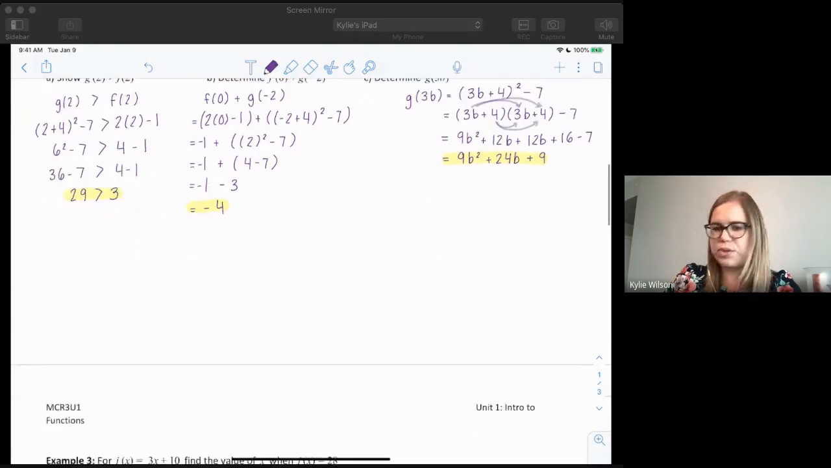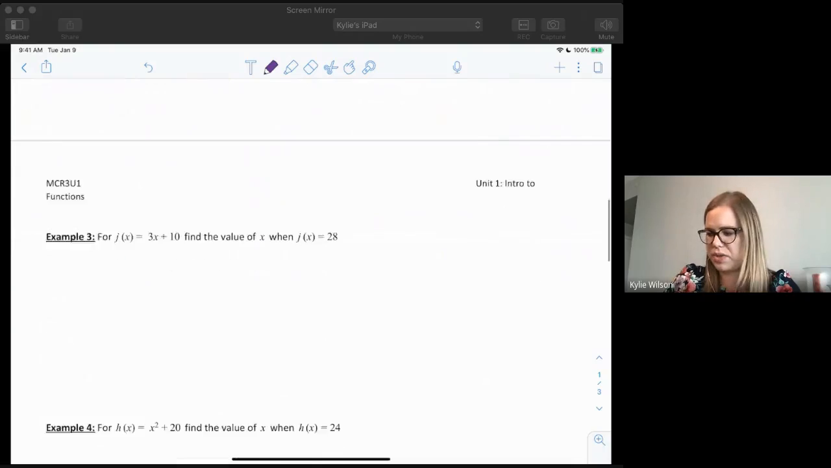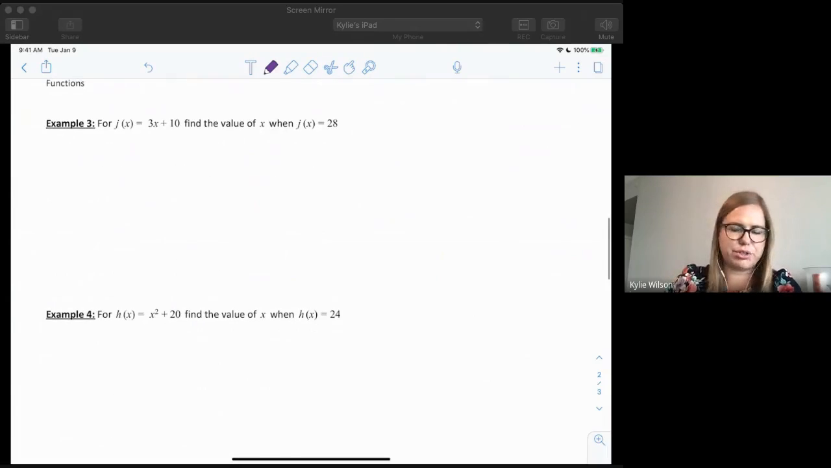All right, so we're going to do a few more examples, and then there will be a few that I want just to save for you to try on your own, and then come and check the solutions, and I'll post them shortly. So for example 3, we have j at x is 3x plus 10. So we want to find the value of x when j at x equals 28. So sometimes we're not always given the x, we're given the f at x value instead.